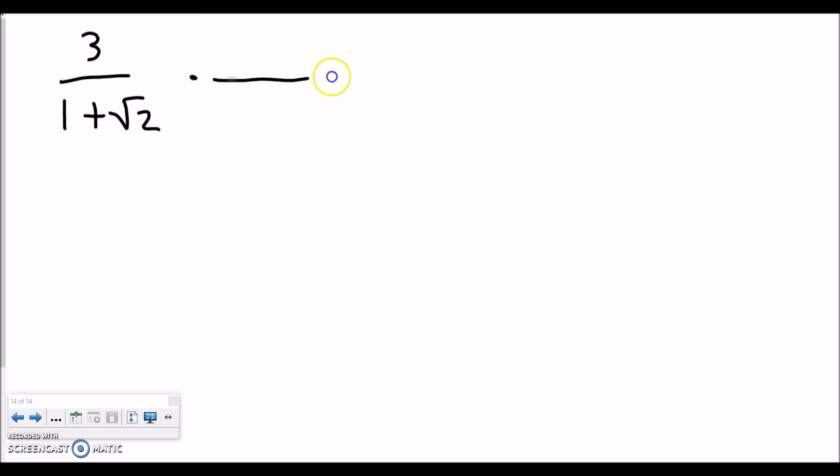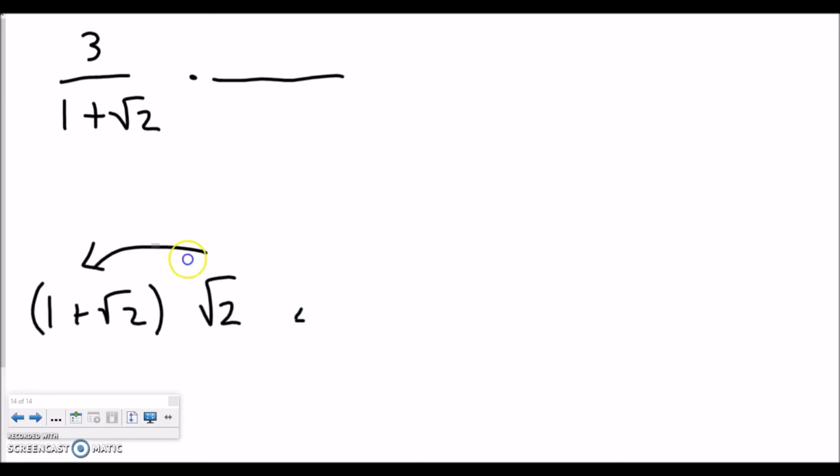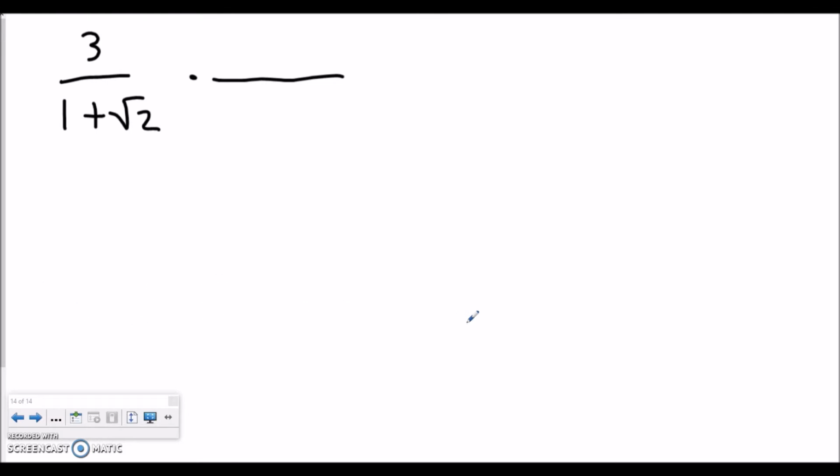So instead of just multiplying it by the square root of 2 over the square root of 2, because that wouldn't do me any good, if we go in the bottom and just think, well, what if we multiplied that by the square root of 2? Well, I would distribute, right? Take that times both of those, and that's the square root of 2 plus 2. So I'd still have a square root. So we're going to do it slightly differently.